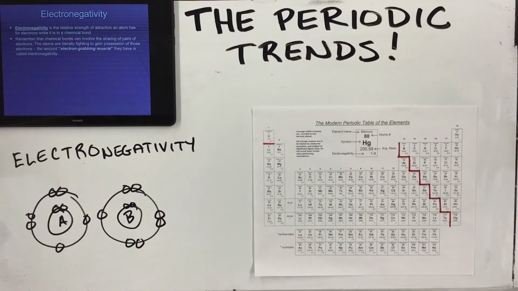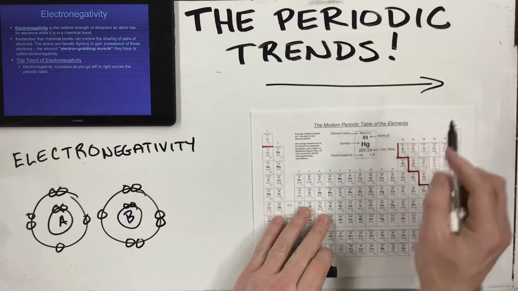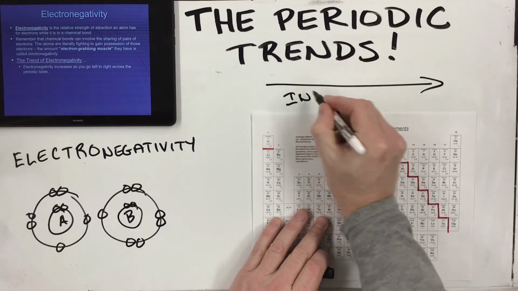So, this is going to be a key player in bond determination. What type of bond is going to be made between these two atoms? Electronegativity is going to play a big role in that. So, as we go across left to right, electronegativity increases.